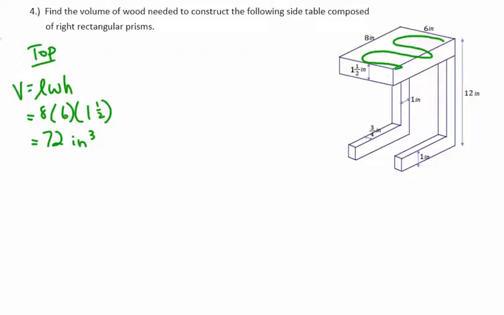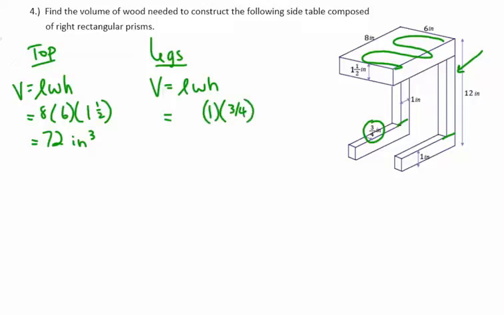The legs here, if we cut these off right here, the legs are 1 inch wide by 3/4. So length, width, and height. The width we know is 1, the height is 3/4, and the length is where it gets a little tricky, because we have the whole thing is 12, but we used 1.5 inches up here and 1 inch down here. So 12 minus 2.5 would be our length. That's 9.5.